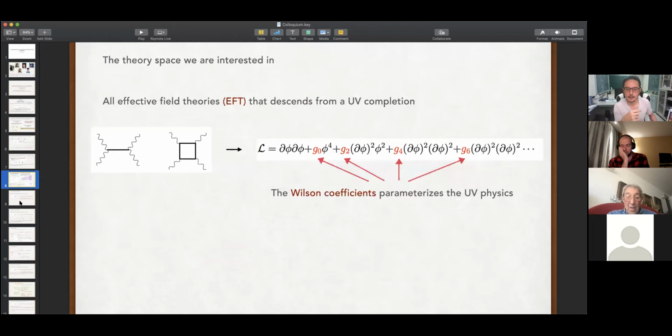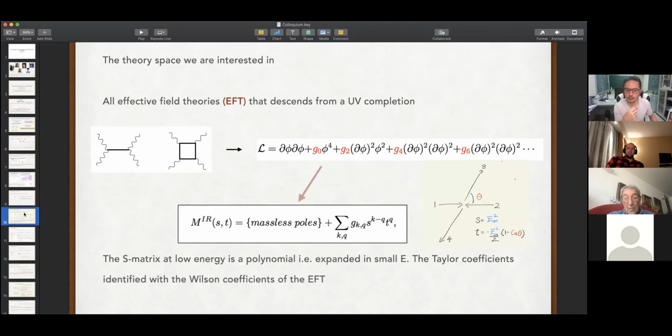So in this talk, the theory space that we're interested in is in terms of effective field theories. We're interested in all possible effective field theories that descend from some UV completions. So to parameterize this space, we're parameterizing the Wilson coefficients of these higher dimension operators. And we're looking at this from the point of view that the Wilson coefficients are parameterized by whatever the UV completion of the EFT is. And of course we're talking about physical observables.